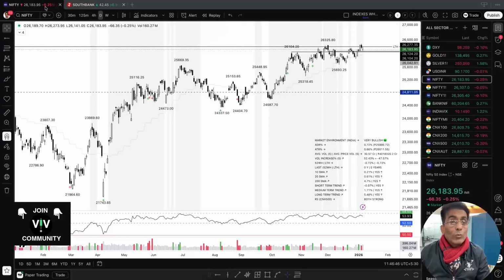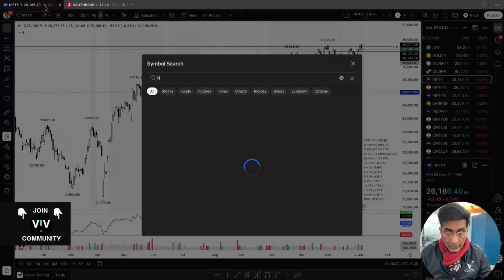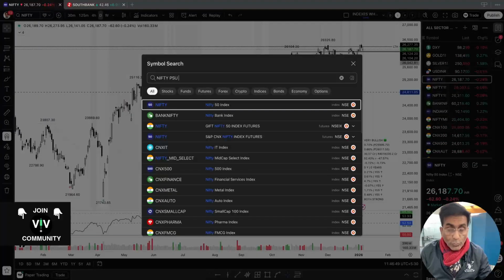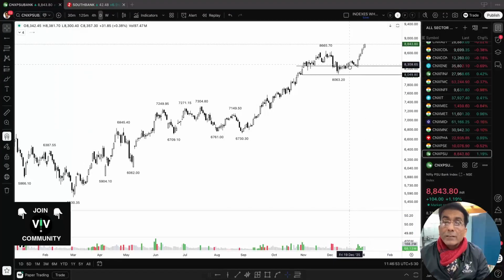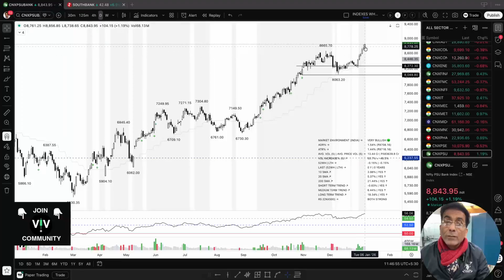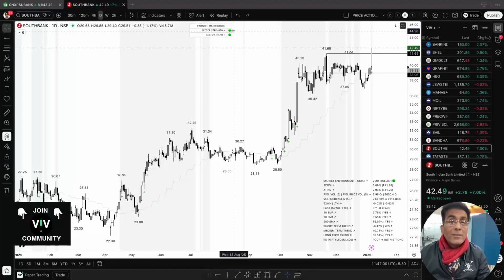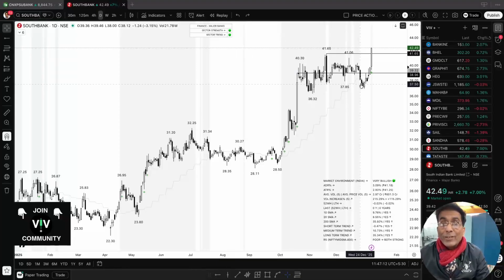If we go to Nifty PSU Bank, you will see the sector is showing good strength. Our system is also telling us that the major banks and major finance have strength and a trend. So for me it was an opportunity to buy.